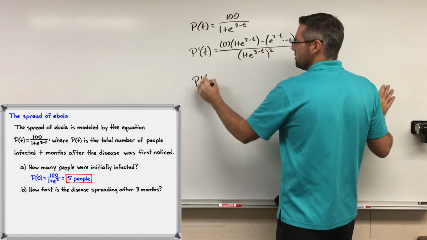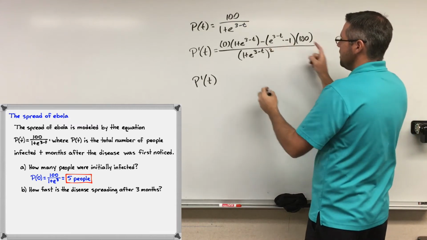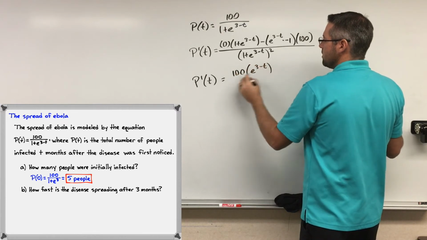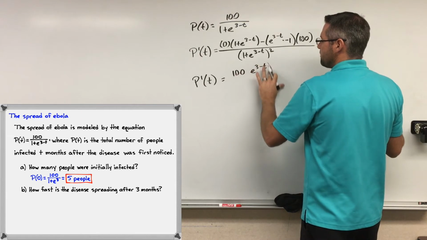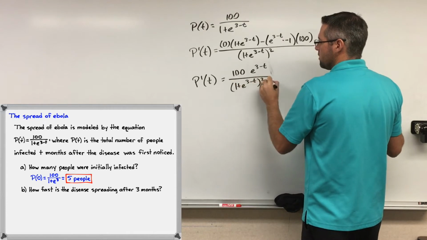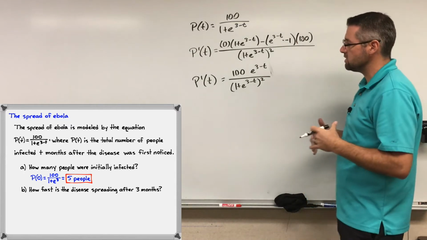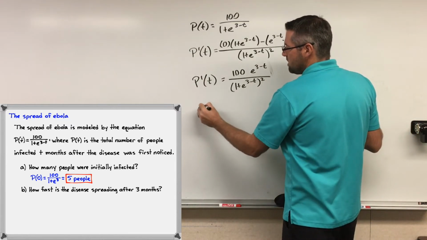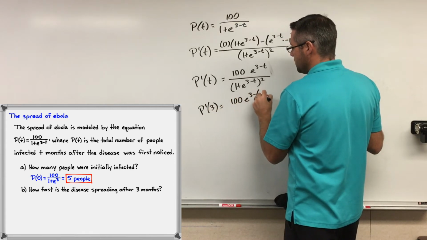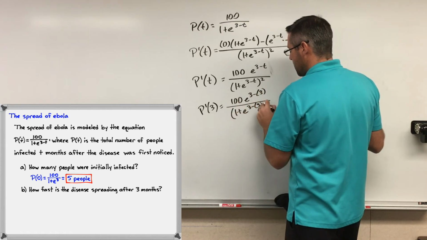I'm going to simplify this a little bit, because 0 cancels all of that out. I've got a negative times a negative 1 and the 100 there, so we can say 100 times e to the 3 minus t, all over 1 plus e to the 3 minus t, squared. Okay? And so I'm looking for how fast the disease is spreading after 3 months. That would imply that I want to find p prime of 3. So that'd be 100 e to the 3 minus 3, over 1 plus e to the 3 minus 3, and then squared.